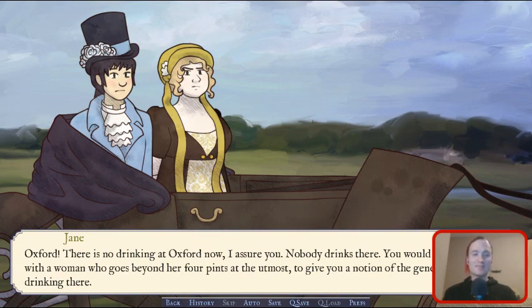Oxford! There's no drinking at Oxford now, I assure you. Nobody drinks there. You would hardly meet with a woman who goes beyond her four pints at the utmost. To give you a notion of the general rate of drinking there.